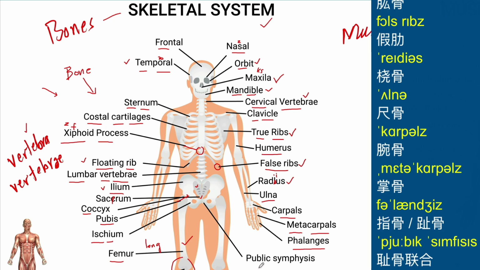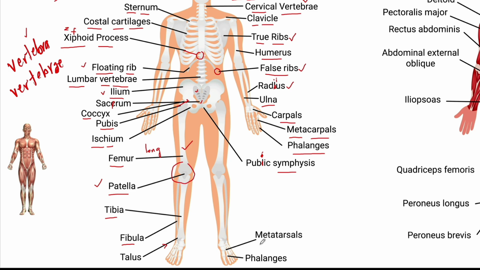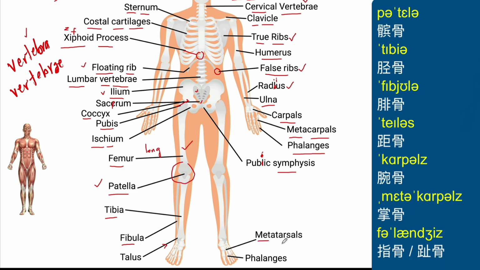Carpals, metacarpals, and then we have phalanges. So here we have the pubic symphysis. So this is not L, this is I, alright? Some mistake over here. So this is I. Pubic. So this I is over here, so we no need to write it here. Pubic symphysis. And also here we have the metatarsals.